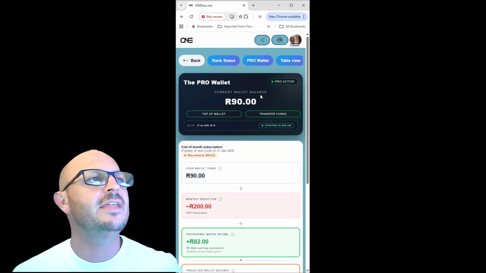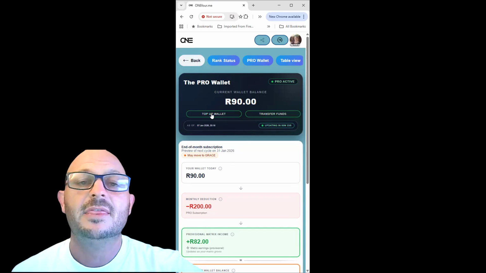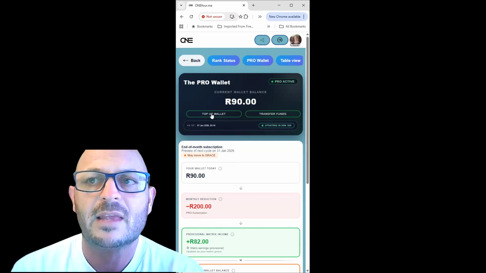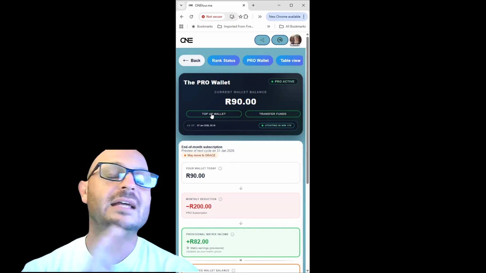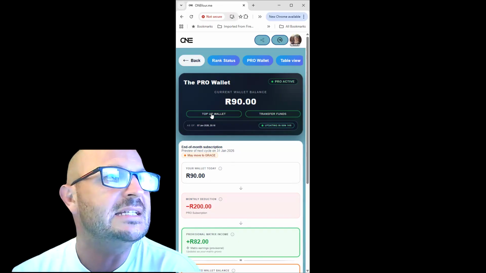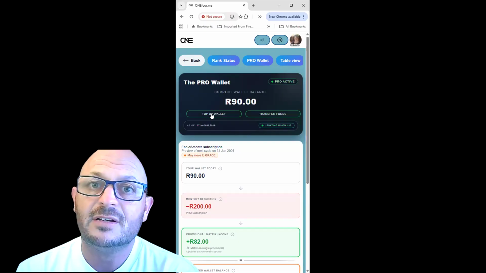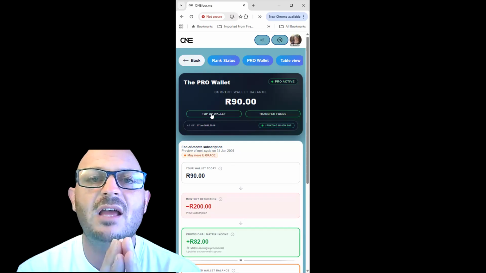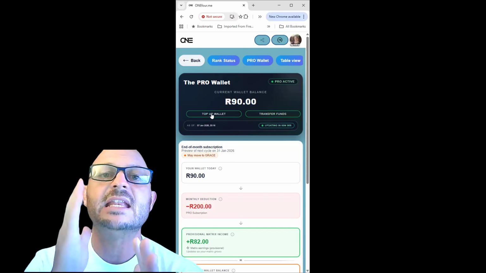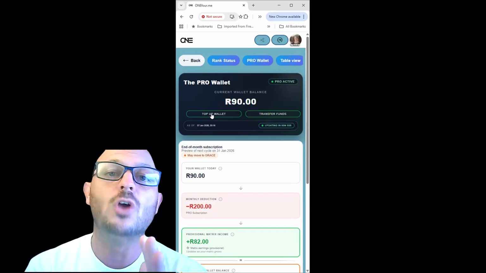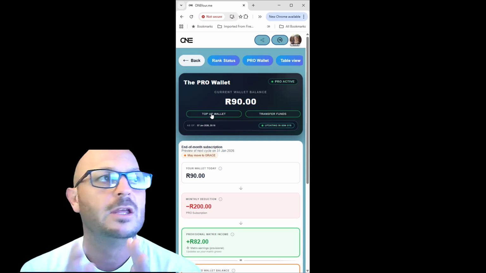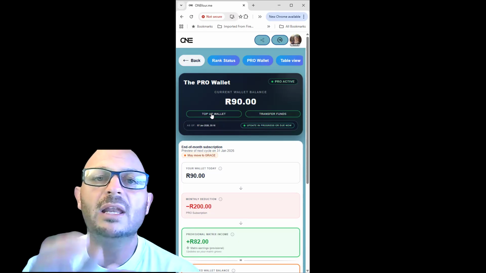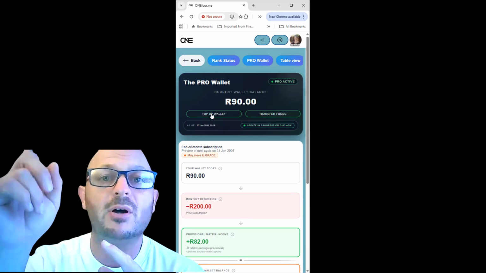Then the other option is top up wallet. This is where I go when I want to put money into my wallet. Now you can put money into your wallet for several reasons. The one is you need to stay active. So your wallet is going to be a negative amount at the end of the cycle. So you need to make sure that there's enough money in your wallet so that you don't go negative. Okay, you want to keep your wallet either on zero or on positive.